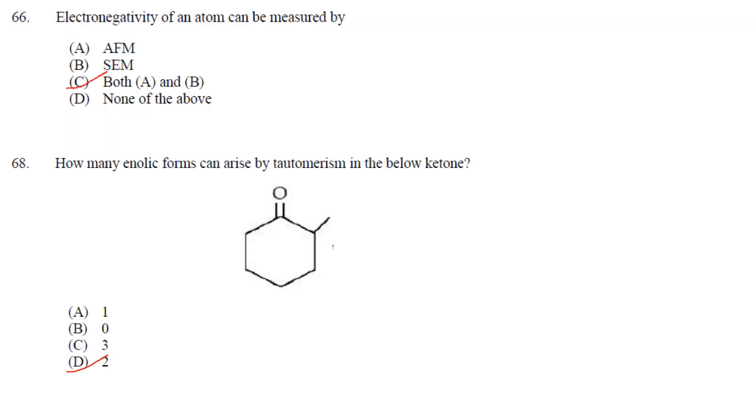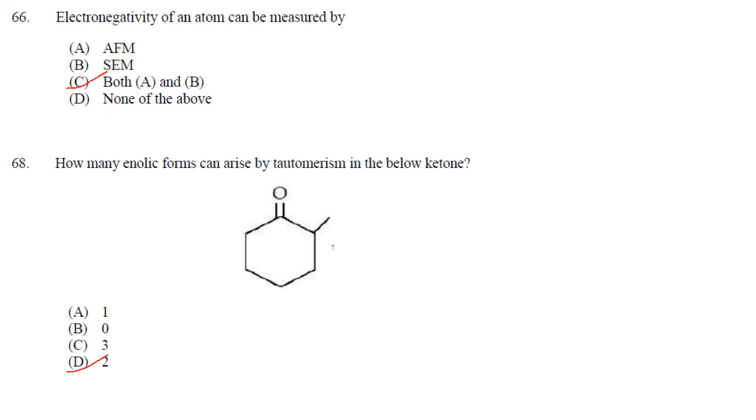Okay, then next one. Electronegativity of an atom can be measured by. Now what is electronegativity? The tendency of an atom in a molecule to attract the shared pair of electrons towards itself is known as electronegativity. And this can be measured by using AFM and SEM. AFM is atomic force microscopy. So answer is option C, that is both A and B.